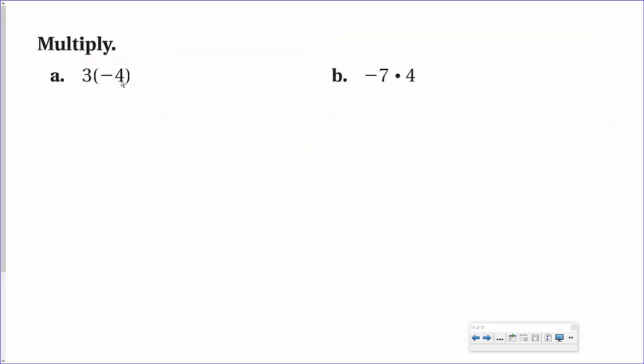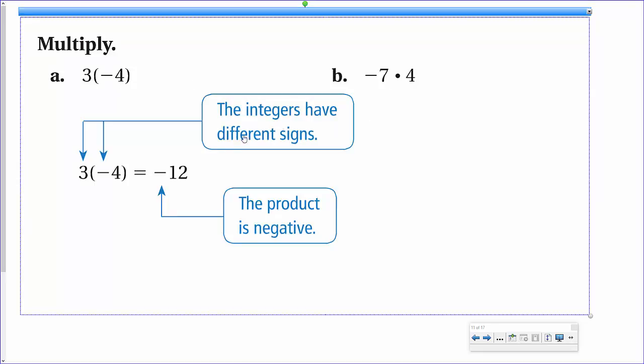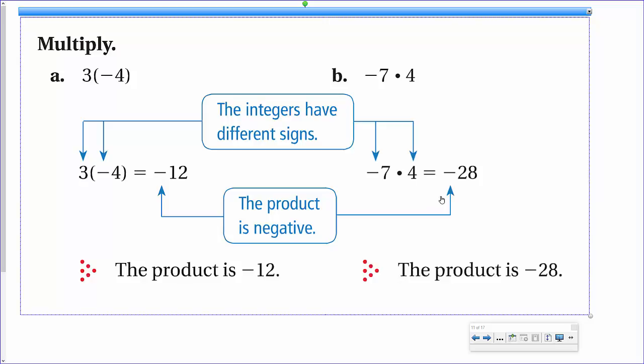Now multiply 3 times negative 4. Realize that in both cases here, I have one positive and one negative. Therefore, my answer has got to be a negative answer. So this would be like a negative 12, and this would be a negative 28. So integers don't have the same sign. Product is negative, so negative 12. This one here, same thing. Product is negative.